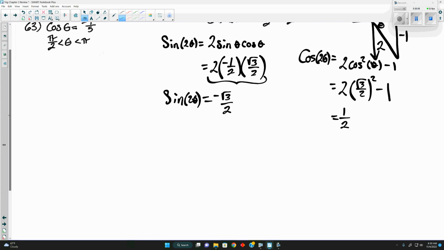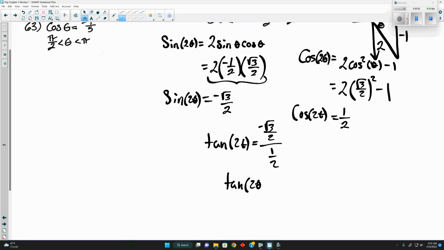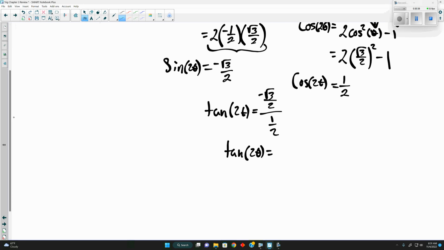Now, if you have the formula sheet out, so I'll put that cosine 2 theta. We can use the tangent formula. Tangent of 2 theta is 2 tangent of theta over 1 minus tangent squared of theta. But what do we know about tangent? Tangent is sine over cosine. So what we could say is tangent of 2 theta is our sine value over cosine, and we can plug that straight into the calculator and let it do it for us, which should give us negative square root of 3.